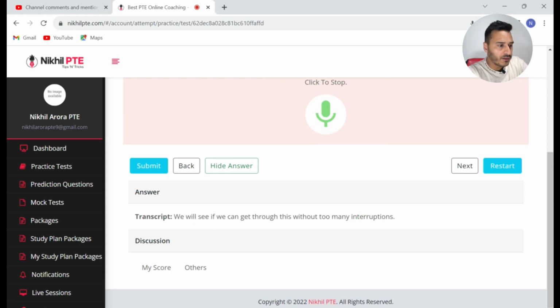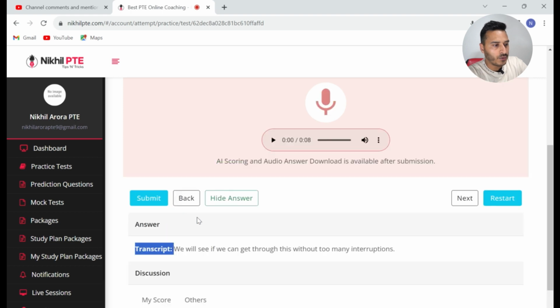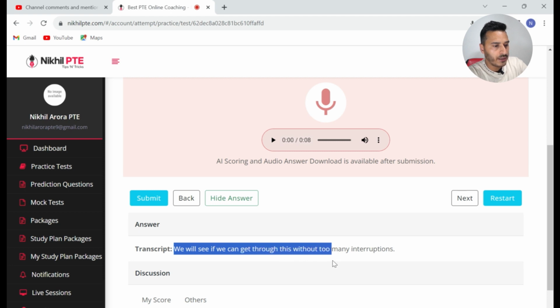So how many words in this sentence? 1, 2, 3, 4, 5, 6, 7, 8, 9, 10, 11, 12, 13. So 13 words are there in this repeat sentence. Try to speak 7 to 8 words only. What is the half of 13? That is 6.5. So you need to speak 7, minimum 7 with good oral fluency.